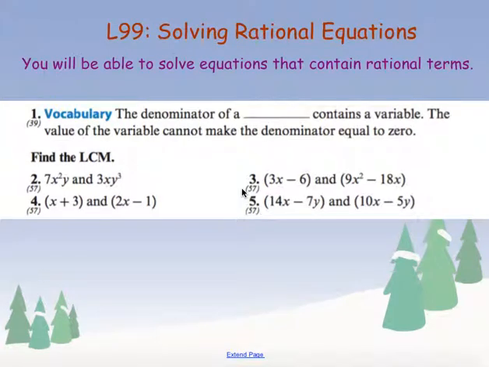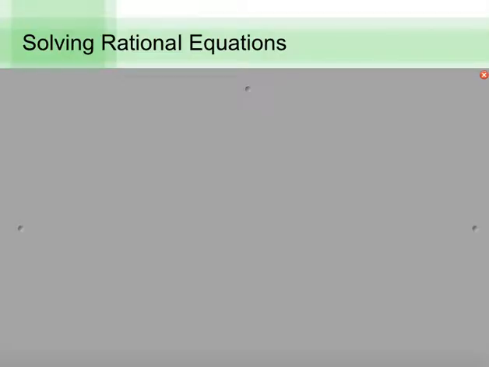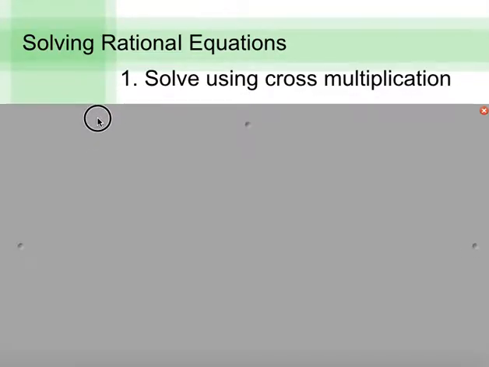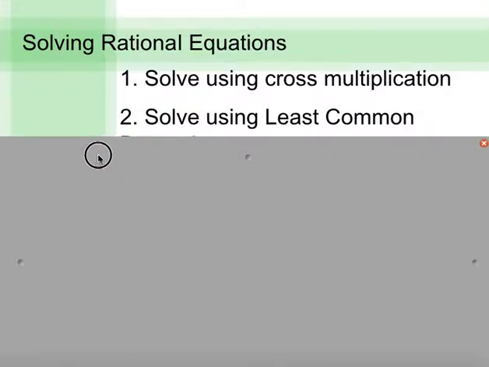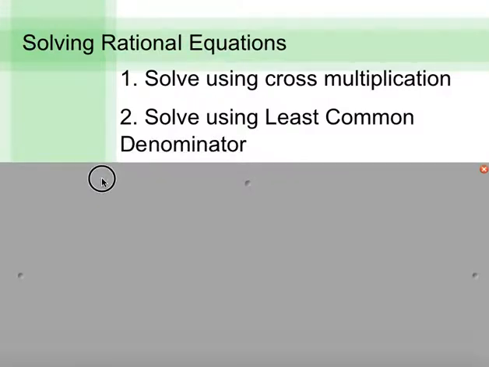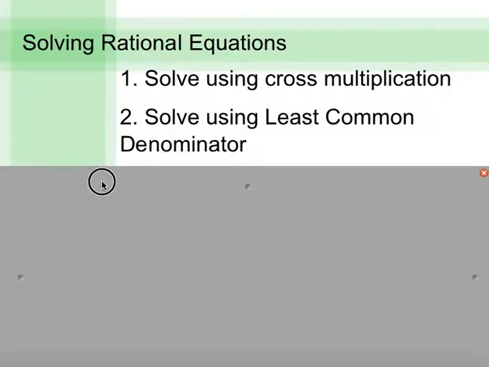Algebra 1, Lesson 99, we are solving rational equations, which means that we need to be able to take these rational expressions that we've been working with and now be able to find answers to them. Now, there's a couple main ways that we can do this. If we have something set up like a proportion, we can solve by using cross multiplication. Or we can solve using the least common denominator, and we're going to look at both of those methods.